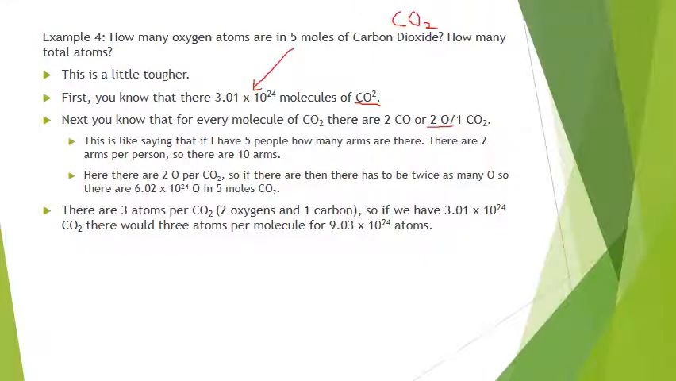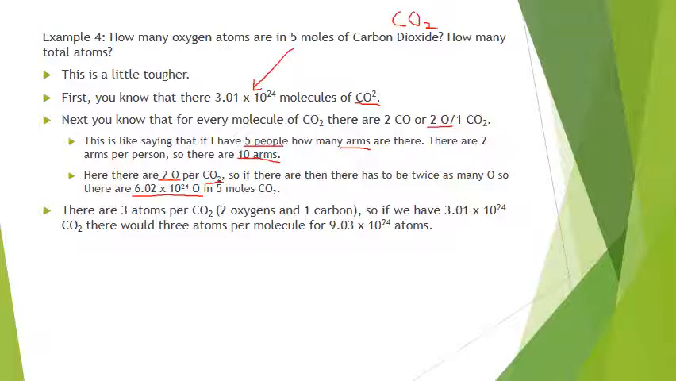So how many oxygen atoms are there all together? Well, just think about it. If you had 5 people, how many arms would there be if they're just normal people? There'd be 2 arms per person, so you end up with 10 arms. So if you have 2 oxygens per carbon dioxide, you could see simply that the number of oxygen atoms would be twice that amount.